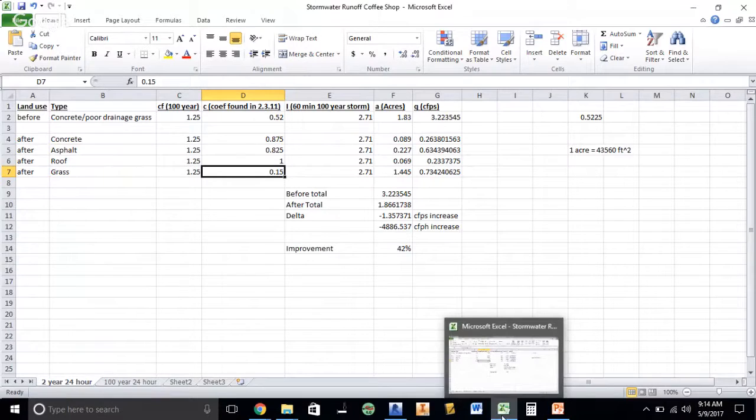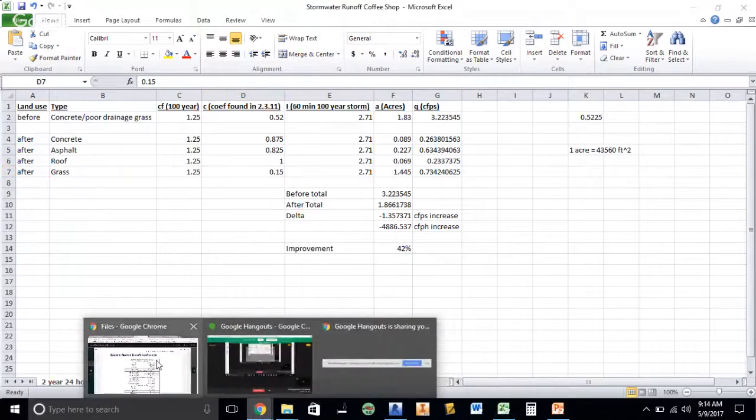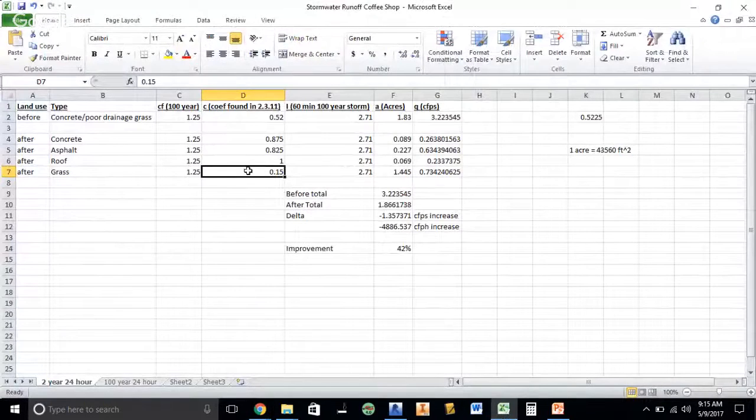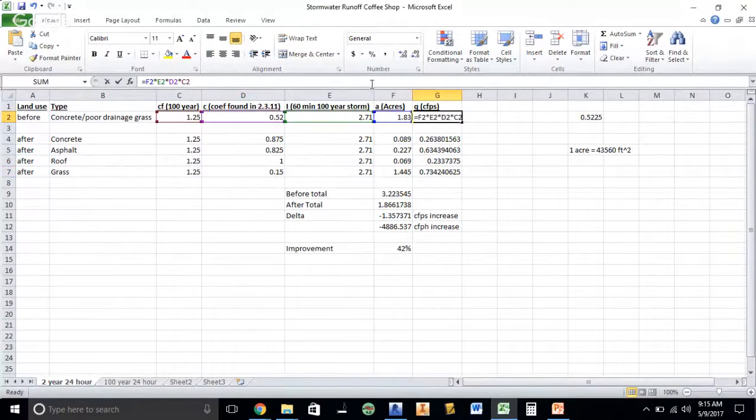Grass, again, I did an average. So I took the average between the 0.13 and the 0.17, and I got 0.15, and that's what I used for my coefficient for grass. So again, use that table. Again, to calculate Q, you're just multiplying those four values.